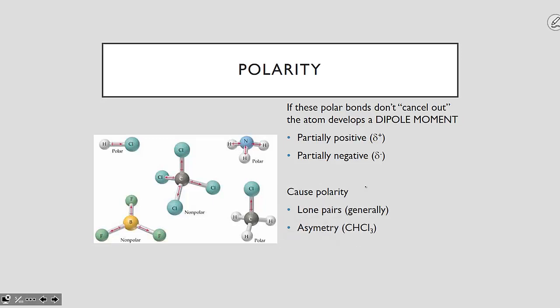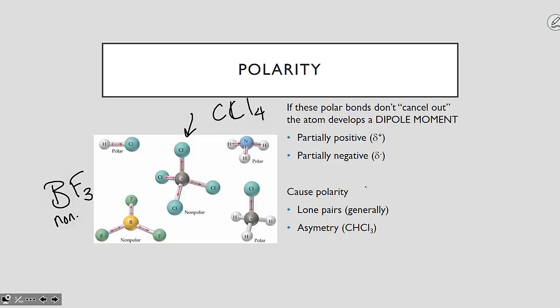So this is where you really need to remember your VSEPR models. Boron trifluoride is nonpolar because it's a triangle that lays flat, and while each fluorine has a dipole moment, the molecule as a whole does not, because the electrons are attracted equally in all directions, and so they don't actually move.